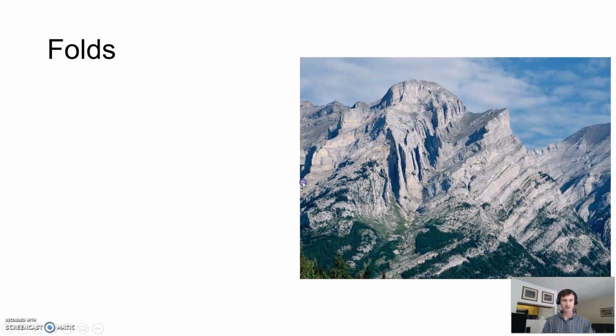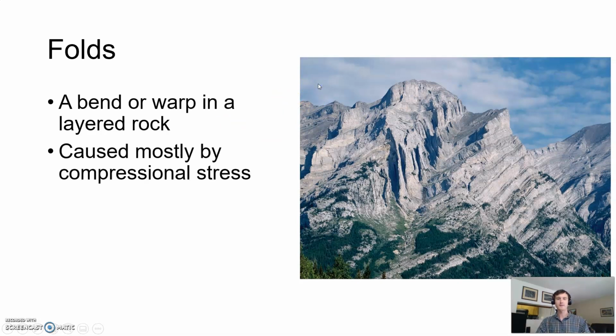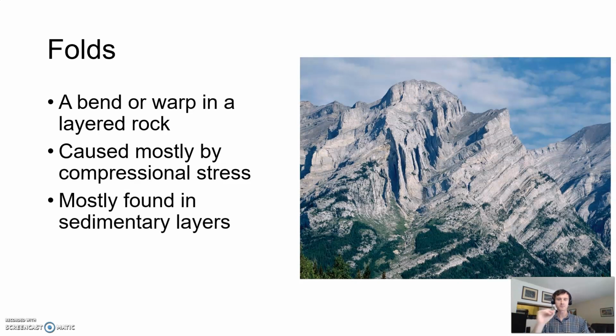So just like a sheet of paper here, we have rock layers which have been folded and bent up into these curved shapes. It's a bend or a warp in some sort of layered rock. For the most part, these are caused by compressional stress. We're pushing inward on the rocks somehow. By and large, when we're talking about folds, we are talking about sedimentary layers. Not exclusively, but that's the usual case. With folds, you should think of sedimentary layers unless given more information otherwise.